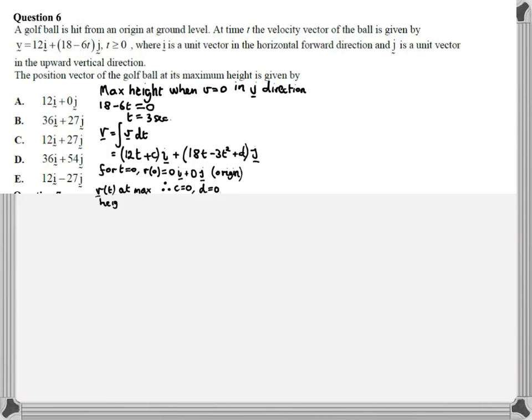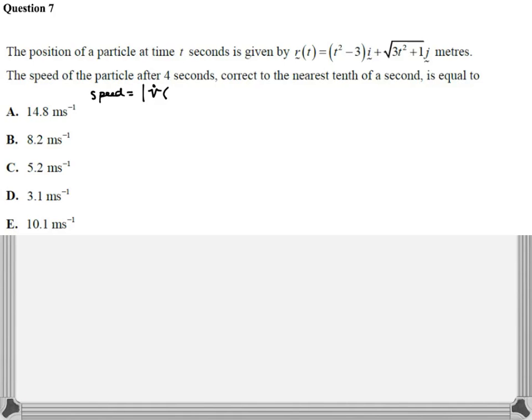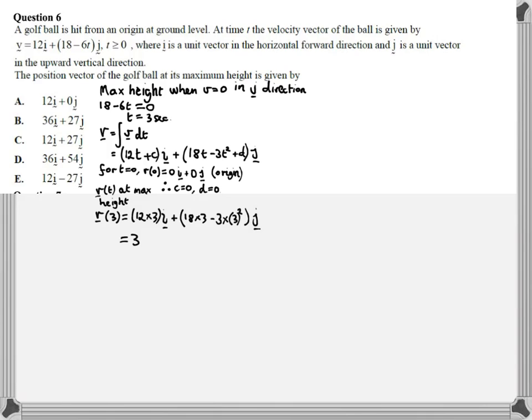Okay. Now, what is going to be the position at the maximum height? Well, the maximum height occurs when t equals 3 seconds. So we substitute 3 into the position vector and we evaluate. And we get 36i + 27j. Okay, now we can see from that has to be answer number B. Okay, I hope that is helpful. Let's try the next one.